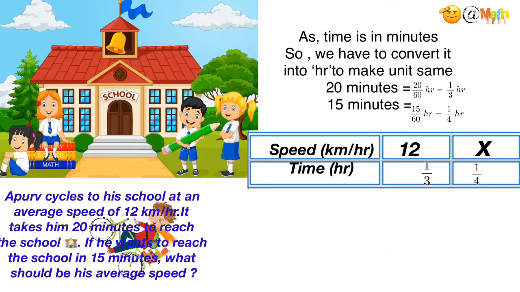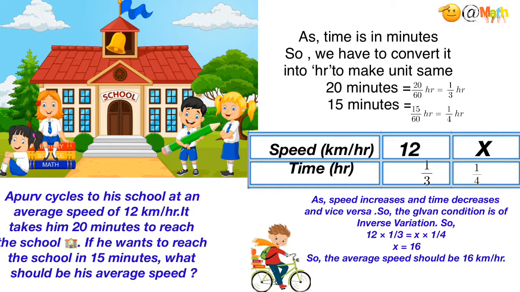Apurv cycles to his school at an average speed of 12 km per hour. It takes him 20 minutes to reach his school. If he wants to reach the school in 15 minutes, what should be his average speed? Clearly, it is a case of inverse variation. On solving, we have 16 km per hour.